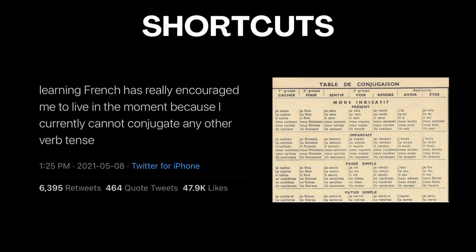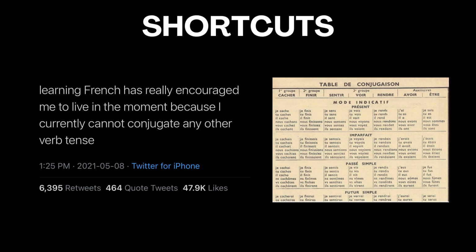Welcome to this first video on the shortcuts series, verb shortcuts, tense shortcuts, whatever you want to call it. What is the point of this series? Well, French conjugation, French grammar, French tenses, French verbs are notoriously difficult, as illustrated by these two images here.